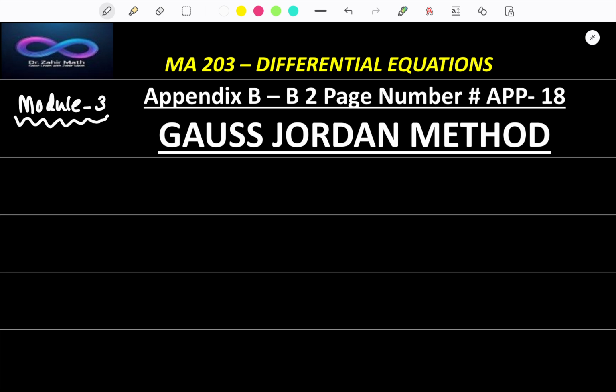What do you mean by back substitution? In the Gauss elimination method, you remember, we use the diagonal elements, and below this part will be 0, 0, 0. And we use the back substitution method to get the values of x, y, z. But here it is not necessary, and it produces the final matrix in reduced row echelon form.